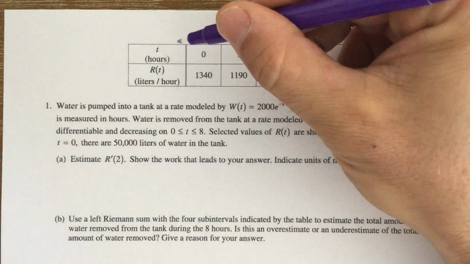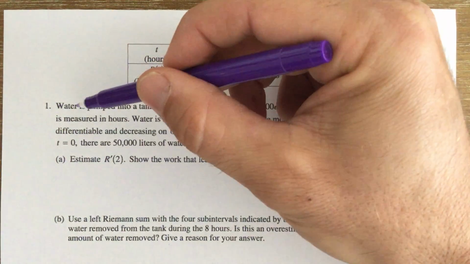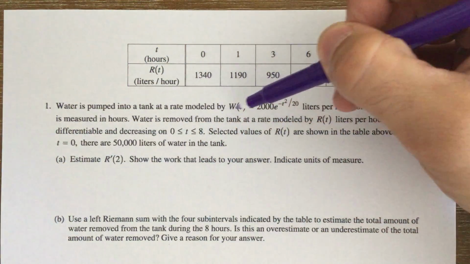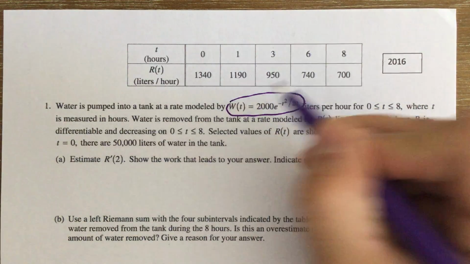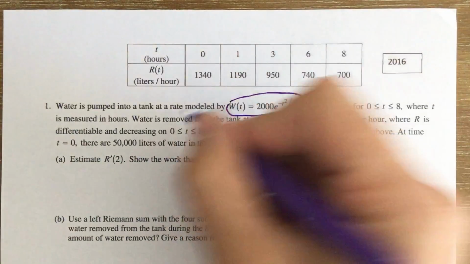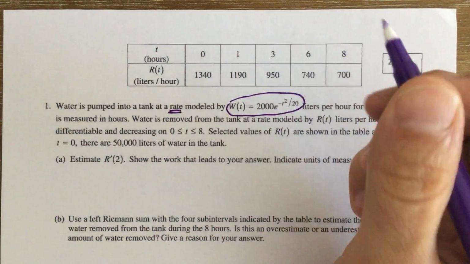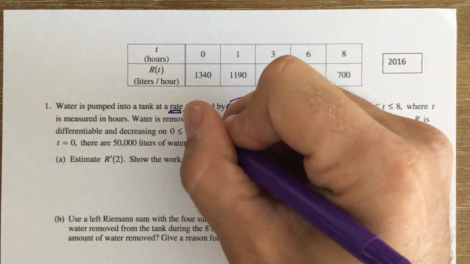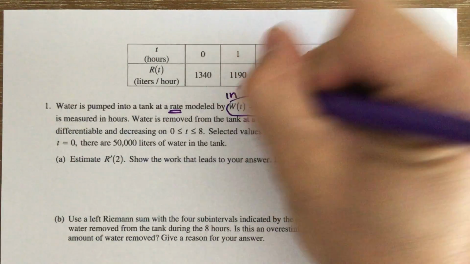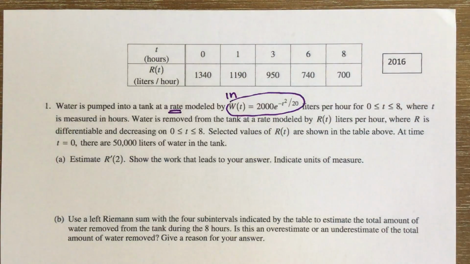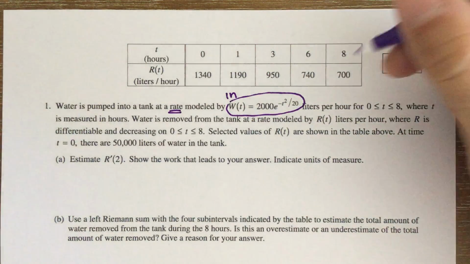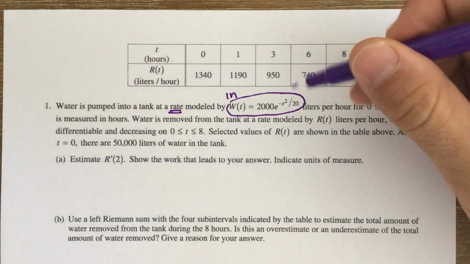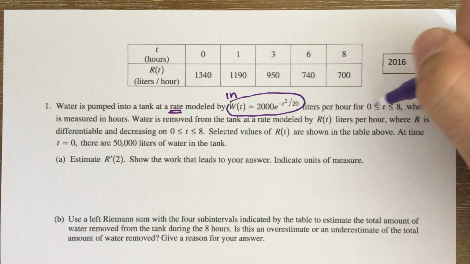Okay? All right, so looks like water is pumped into a tank at a rate modeled by this function right there. And the first thing that I always like to do when I find a function like this is to recognize it is a rate that we're given. It's not the amount of water, it's the rate of water, and this is water that's going in. Because I'll always forget, is W of t water going in or out? I just am not very smart sometimes. And it's in liters per hour from 0 to 8.